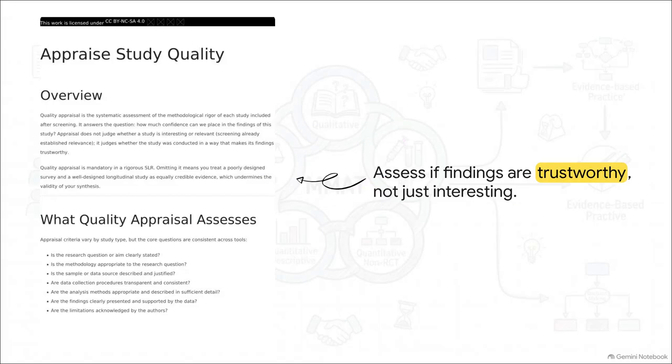And that brings us to why quality appraisal is absolutely mandatory in any rigorous systematic literature review. Look, appraisal isn't about judging if a study is just interesting or relevant to your topic. You already figured that out during your initial screening. Instead, quality appraisal systematically assesses the actual methodological rigor of the study. It answers the big, vital question: was this research conducted in a way that makes its findings truly trustworthy?